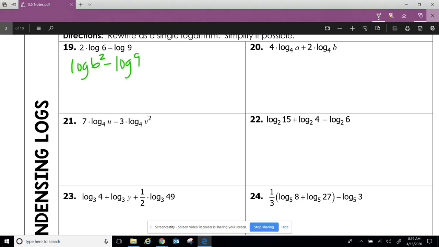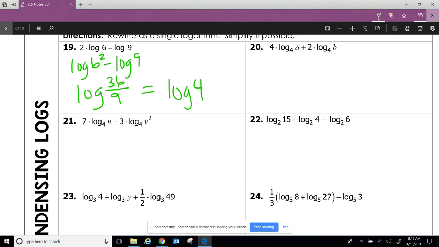And now when we've got the minus sign between them, remember we turn that into a fraction. 6 squared would be 36 over 9. That's our quotient property. And then we can go ahead and simplify that. That would be log of 4 because 36 divided by 9 is 4.